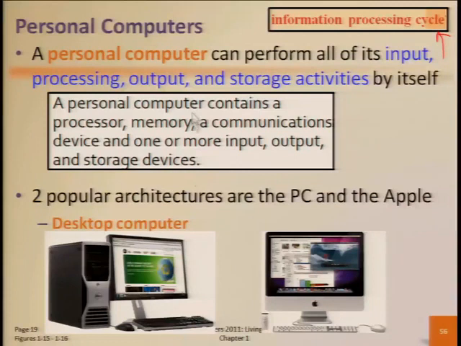A personal computer typically consists of what? The memory, the CPU, and one or more input devices, like a keyboard, and output devices, like a CRT monitor or LCD monitor, and also some storage devices like the hard disk and CD-ROM. Two popular architectures are the PC and the Mac, Apple Macintosh, and both of them have desktop models.